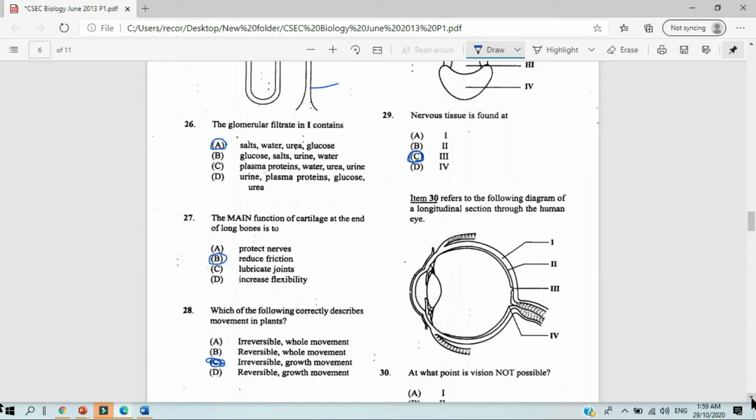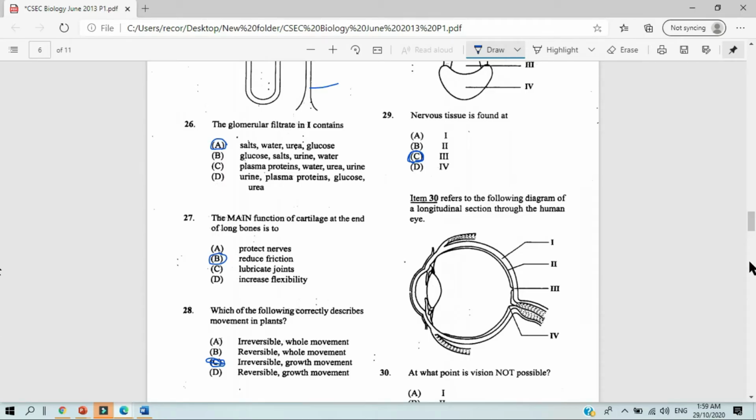Question number 28, which of the following correctly describes movement in plants? All right, so we're looking at movement in plants. Now, if it's a growth movement, look at the comma in this suggestion. Growth movement is usually irreversible. So it's irreversible growth movement. All right. Now I have seen this question on other papers, pretty much the same question, but the answers are somewhat slightly different. Our answer here is going to be C for question 28.